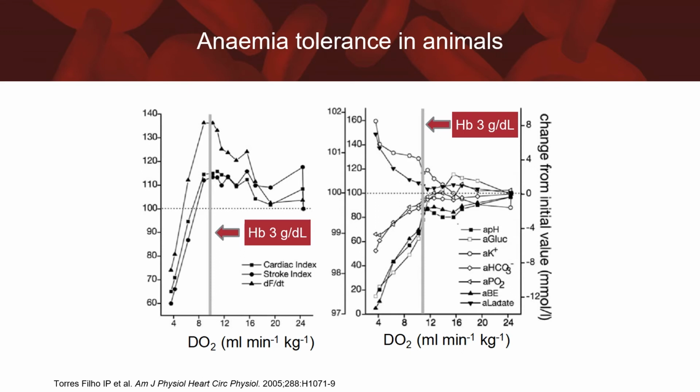The same holds true for several laboratory values. Until a hemoglobin concentration of 3 gram per deciliter, anemia can be compensated, whereas a lower hemoglobin concentration results in severe tissue hypoxia, and by that in arterial lactate and a decline in the pH and an increase in the potassium.